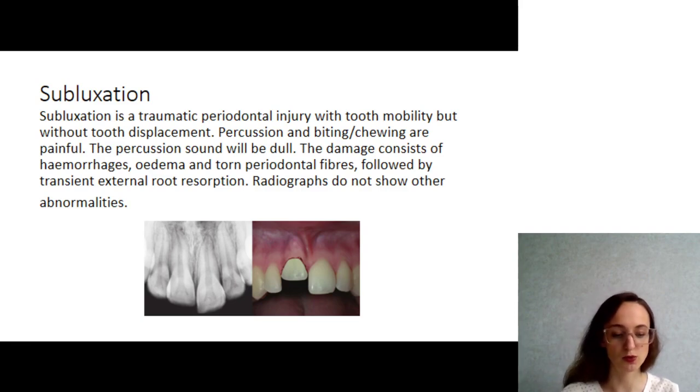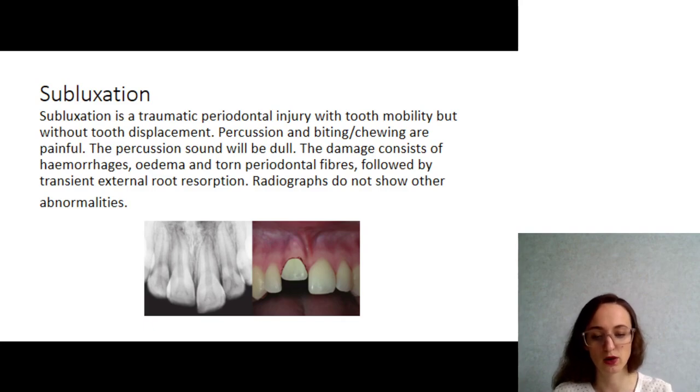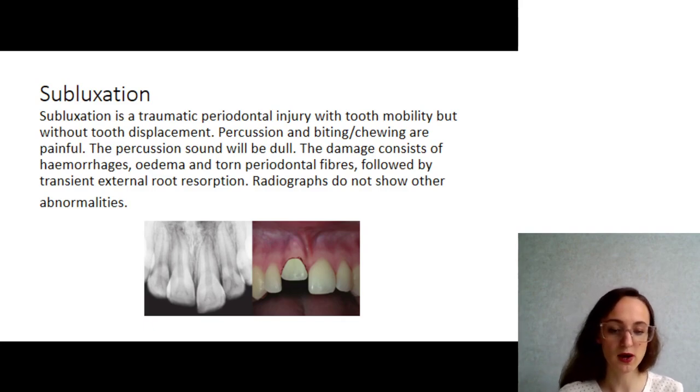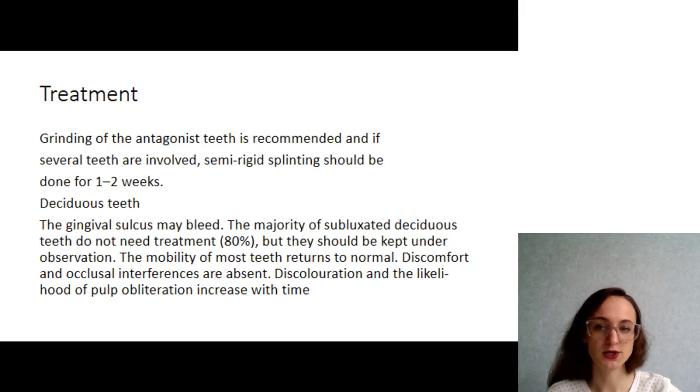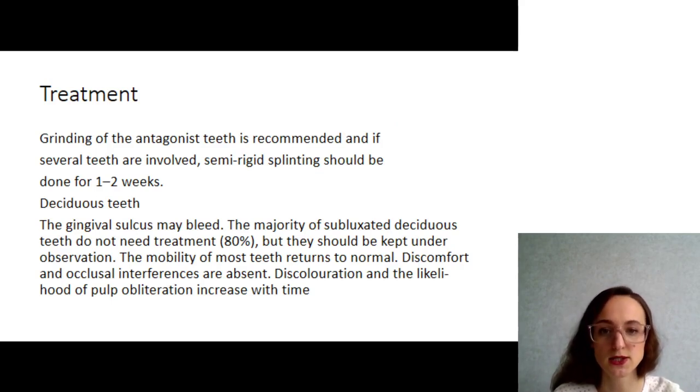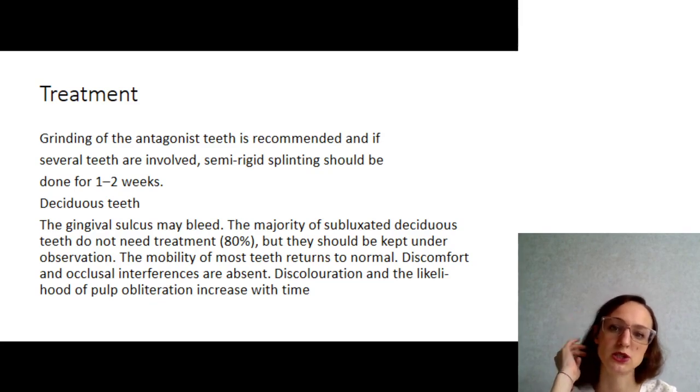Trauma associated with a tooth movement may damage the periodontal tissues, and complications are pulp obliteration or necrosis, resorption, and damage to the succedental teeth. The periodontal ligament has considerable potential for repair. Treatment: grinding of the antagonist teeth is recommended, and if several teeth are involved, semi-rigid splinting should be done for 1 to 2 weeks, and the gingival sulcus may bleed.